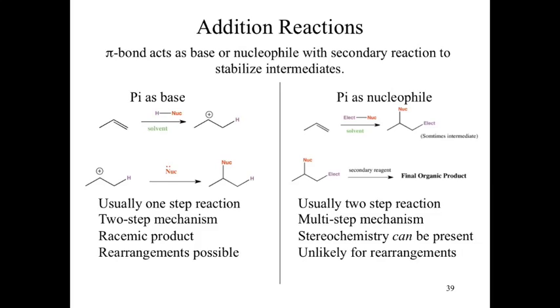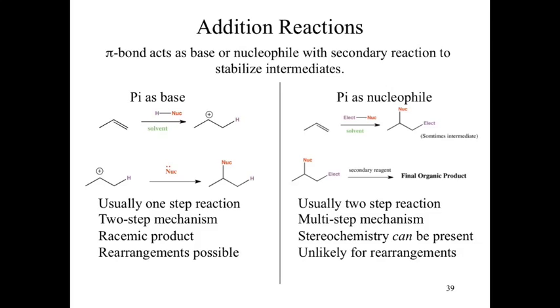When we look at addition reactions, we're looking at how a pi bond interacts with a different substrate. That pi bond can either act as a base or a nucleophile, as we discussed in the functional group lecture, because we have that pi electron source. If our pi bond acts as a base, we end up going through the pseudo steps shown there. We're usually looking at this as a 1-step reaction, but a 2-step mechanism typically. We'll end up with racemic products and we get rearrangements. Why do we get rearrangements? Well, as you remember from hopefully the SN1 reaction, carbocations get rearrangements.